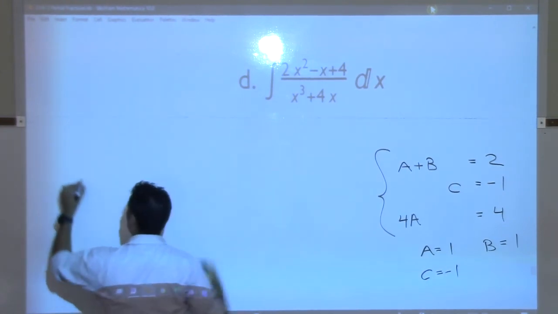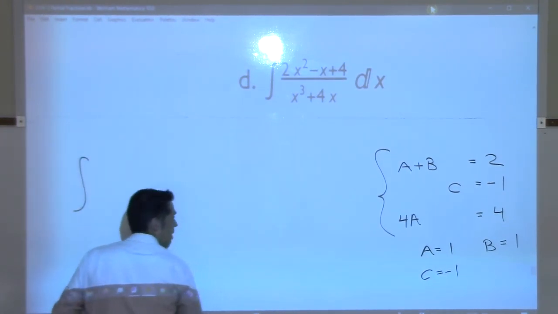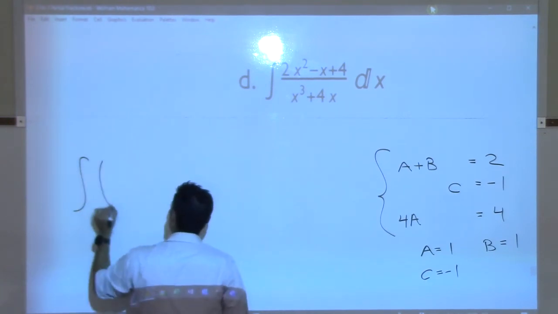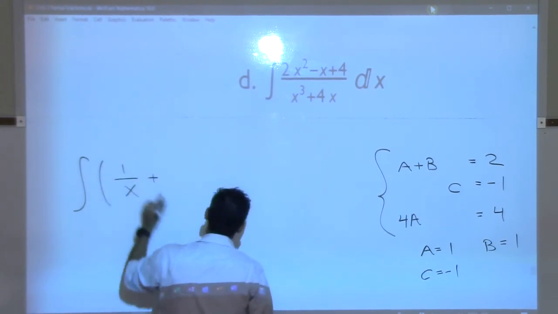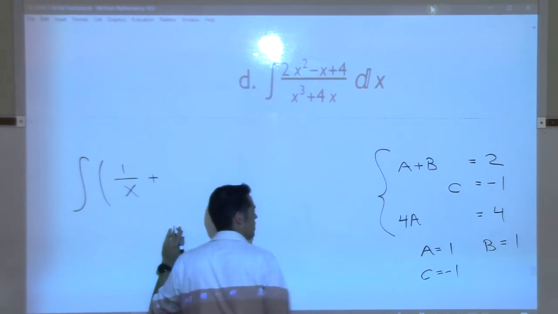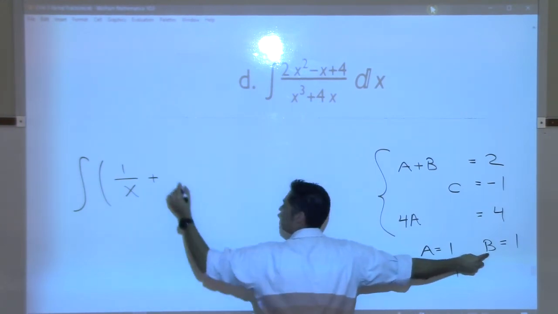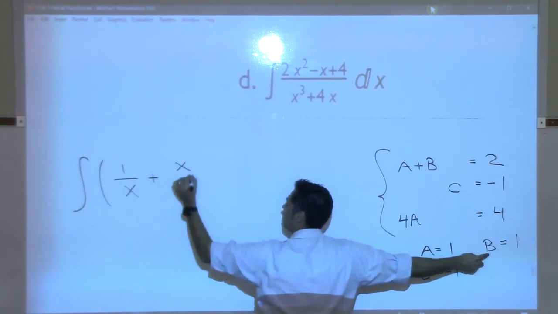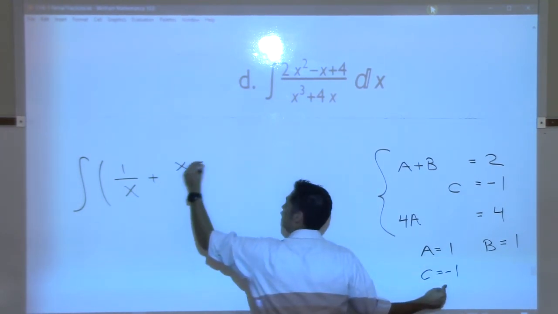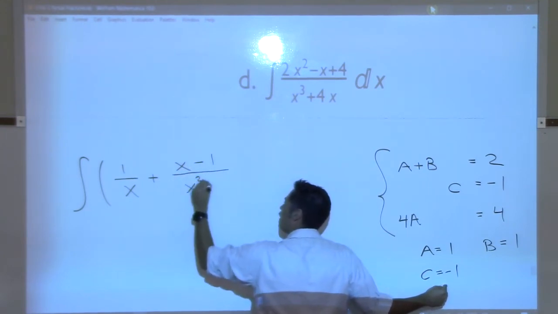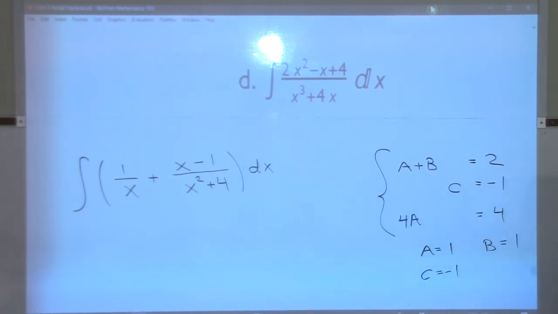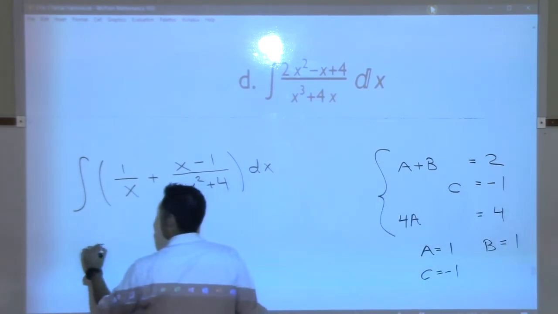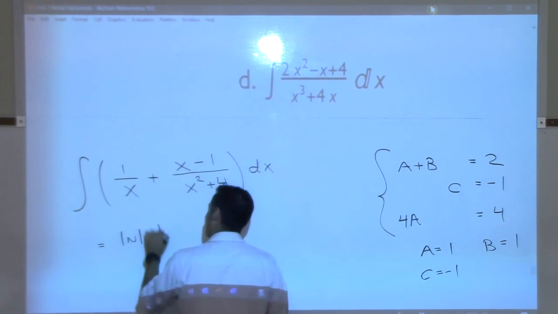Okay, the original integral becomes, wasn't it a over x? Yes, sir. So it's 1 over x. And then plus bx plus c. So what would that be for us? b times x, so 1 times x, that's x. Plus c, that's really -1 over x squared plus 4 dx. We can do these separately. First one is just natural log absolute value of x.